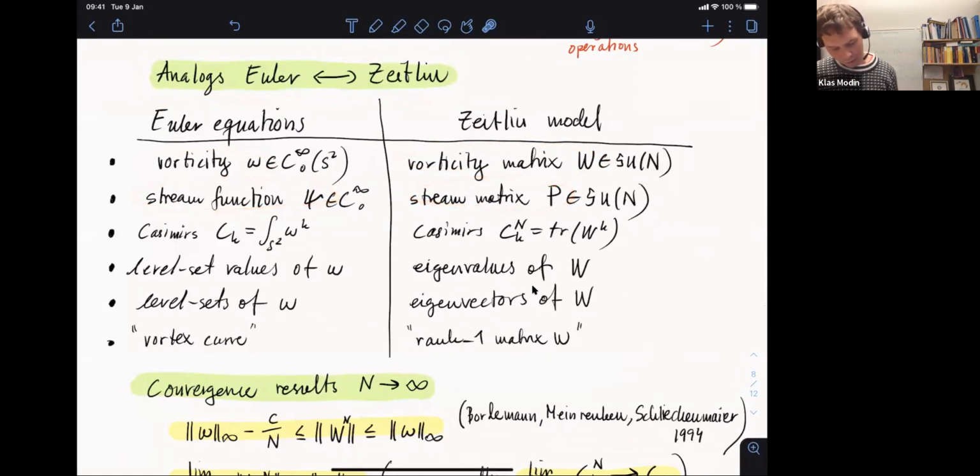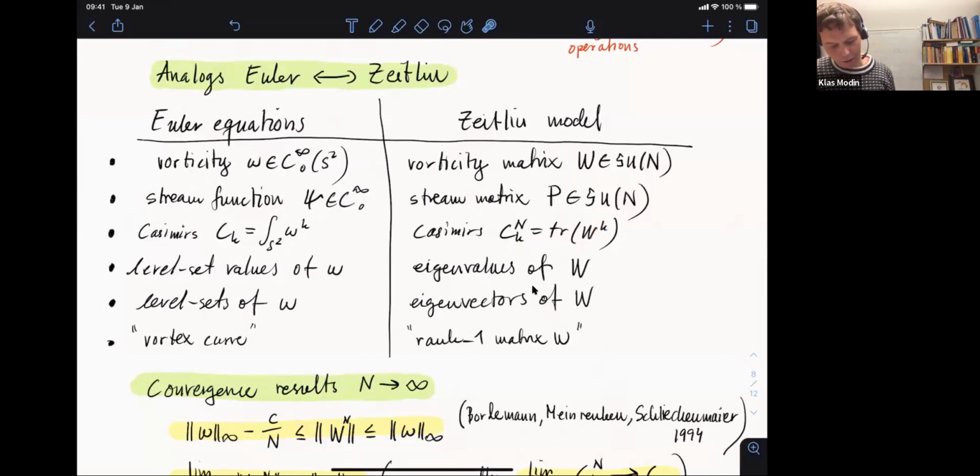Everything is skew Hermitian. Now, what about the Casimir functions? I write that this is the monomial Casimir functions. It's not the only way to write them, but I do it like this. Each of these Casimir functions also corresponds to a Casimir function in the quantized model. You just take your matrix to the power k and you take the trace of that. This is going to be preserved in Zeitlin's model.